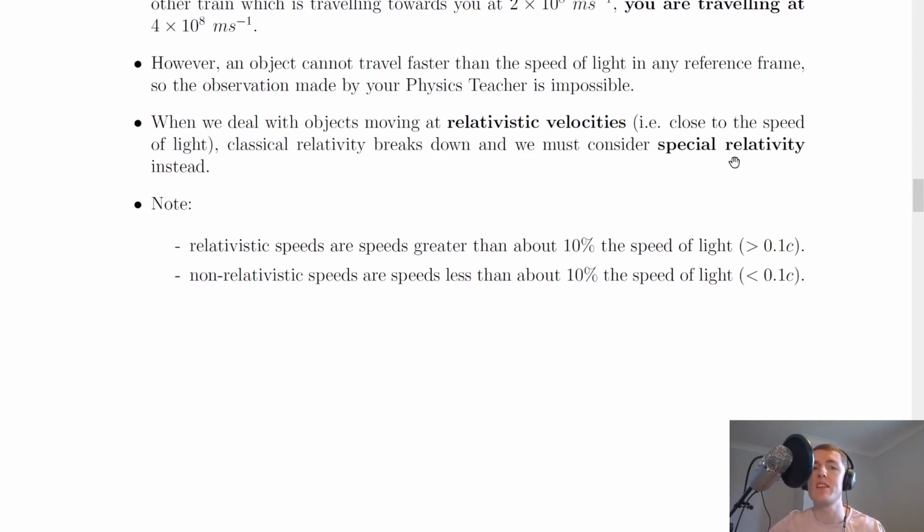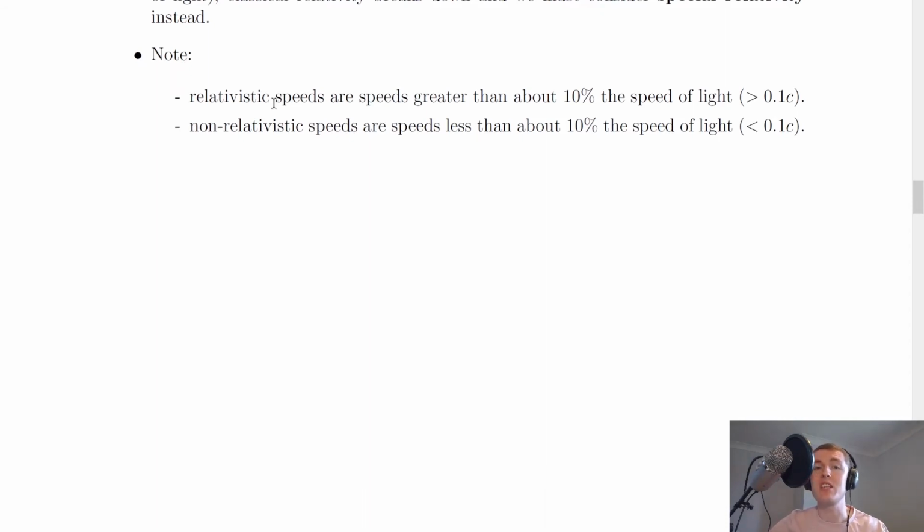They are classical velocities, whereas relativistic velocities are those close to the speed of light, and we therefore need to consider special relativity. Lastly, it says to note that relativistic speeds are speeds greater than about 10% the speed of light, which is greater than 0.1 c, where c is the symbol for the speed of light. And non-relativistic speeds are speeds less than about 10% the speed of light, which is less than about 0.1 c. And so the cut-off speed that you should be thinking about here is 3 times 10 to the 7 meters per second rather than 3 times 10 to the 8 meters per second. So relativistic speeds tend to be those above about 3 times 10 to the 7 meters per second, whereas non-relativistic speeds are less than about 3 times 10 to the 7 meters per second.